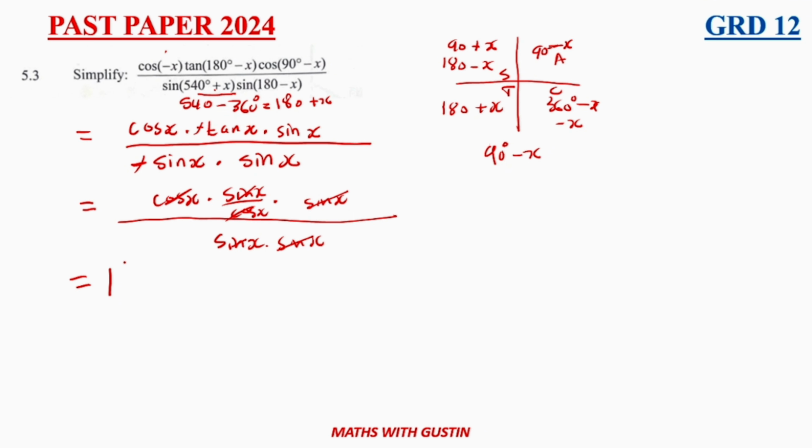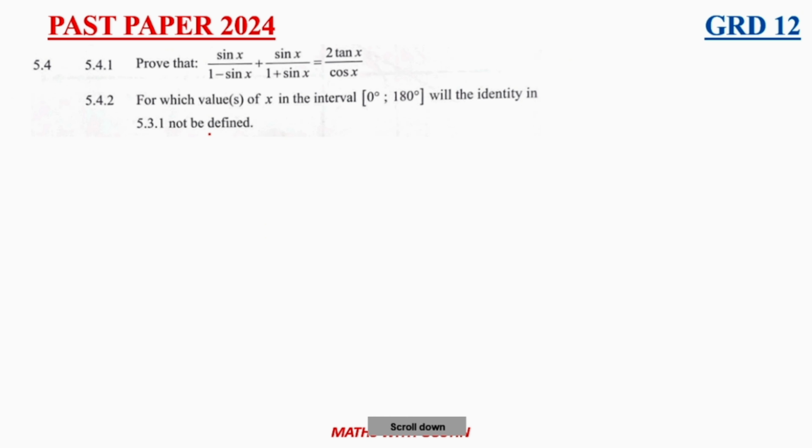All right, so you could have cancelled differently, it really doesn't matter, guys, as long as you get a solution of 1. The most important thing was to reduce here, reduction angles, reduce your ratios, and then make sure that you get to the right answer. Let's move on to 5.4.